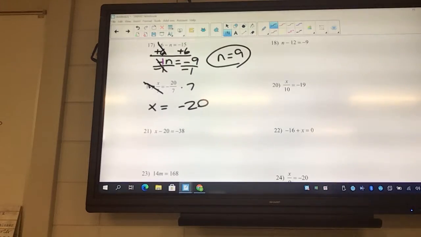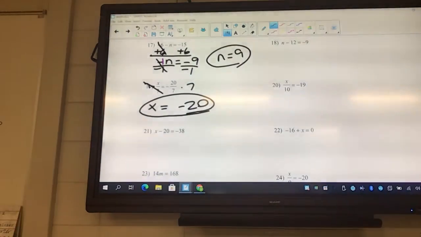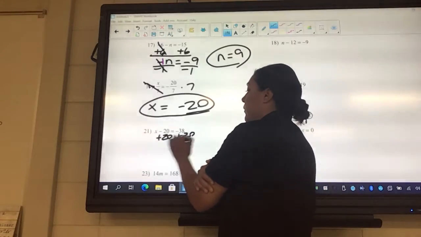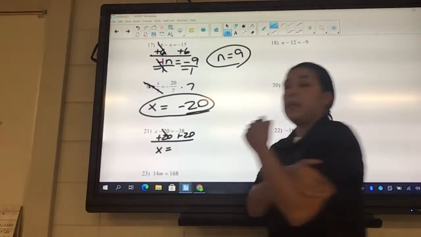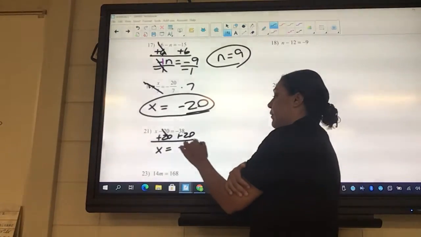21. What type of problem is it? It's subtraction, so we need to do what? Addition. Okay, so we're gonna say plus 20, plus 20. We got x equals negative 38 plus 20, negative 18.